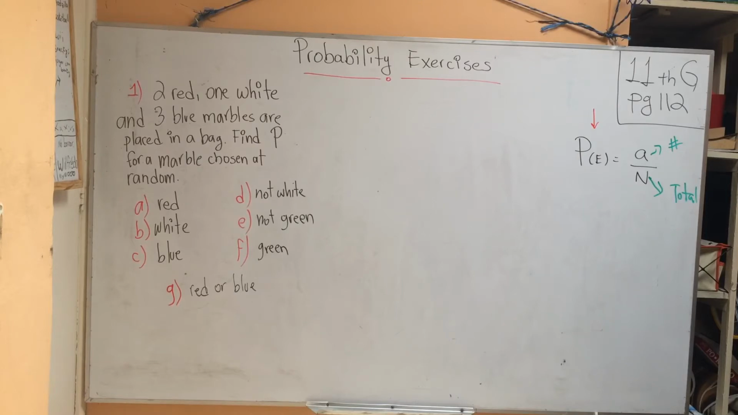We have 2 red marbles. I forgot to write marbles, but we're talking about marbles. So we have 2 red marbles, 1 white, and 3 blue marbles. They are all placed in one bag. We're going to find the probability, find P, for a marble chosen at random. Remember, random means that I can take it at any point, and it can become any result. So we're going to find the probability for each answer.